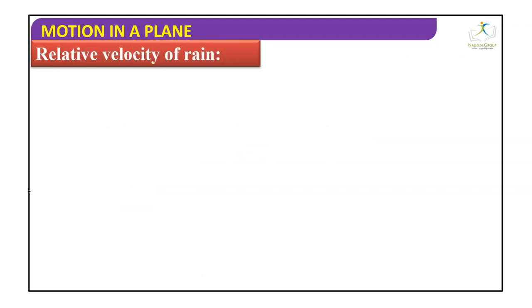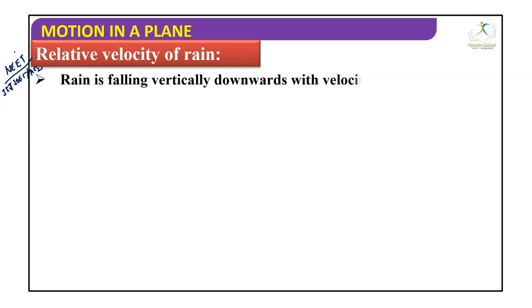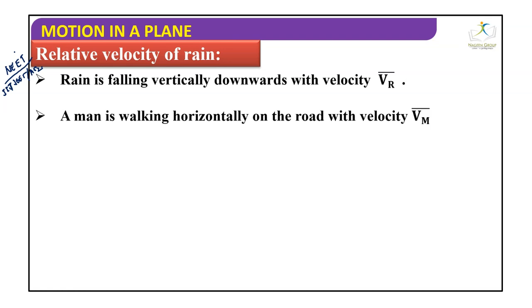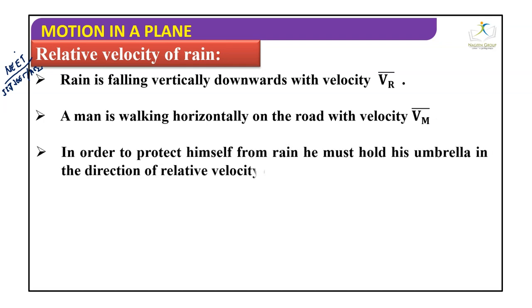Relative velocity of rain is a very important question which generally comes in the NEET examination, IIT JEE examination, AIIMS or Kerala CET examination. Like, rain is falling vertically downward with velocity vector VR. A man is walking horizontally on a road with velocity Vm. In order to protect himself from rain, he must hold his umbrella in the direction of the relative velocity of the rain with respect to him.